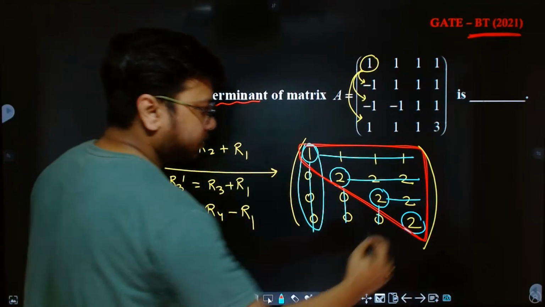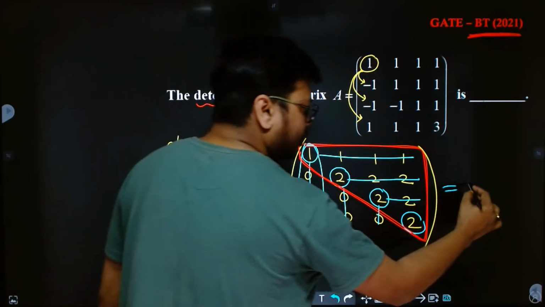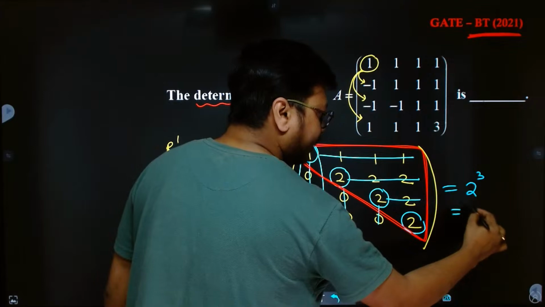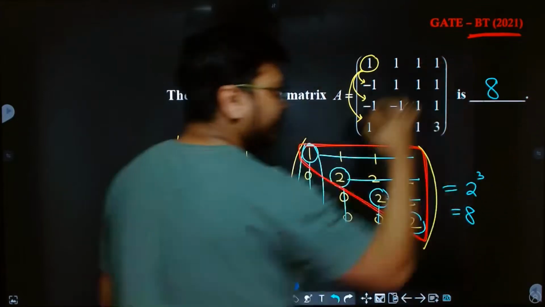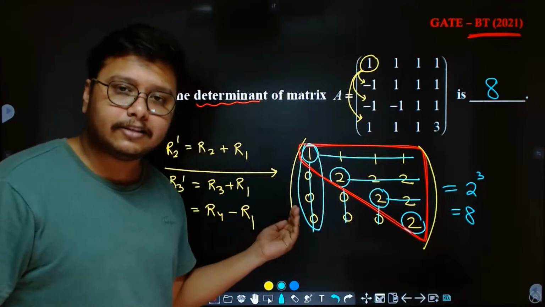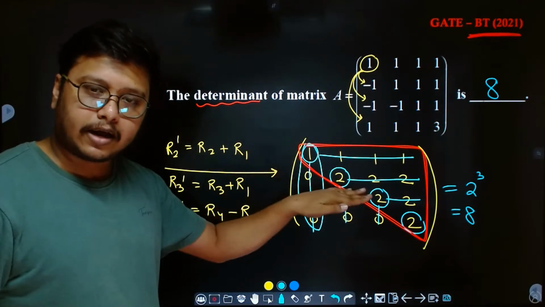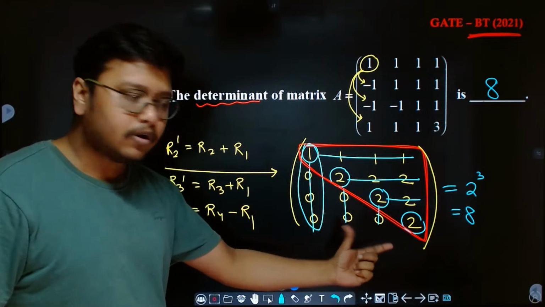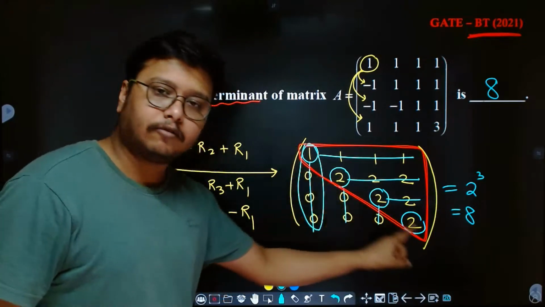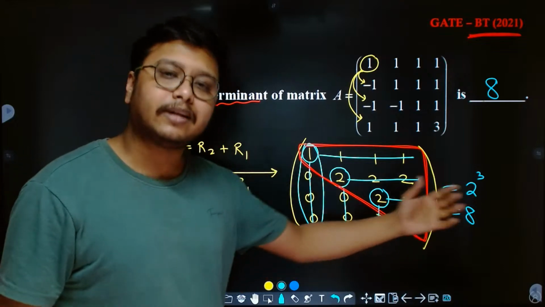So the product or the determinant value will be how much? 1 into 2 into 2 into 2. So basically 2 to the power 3, that is 8. So the answer is 8. So from now on, you should not think in this way. You should remember, if it is upper triangular matrix or lower triangular matrix, determinant value is equals to product of the diagonal elements. Okay, if you don't remember, if you try to break it, you'll get the same answer.